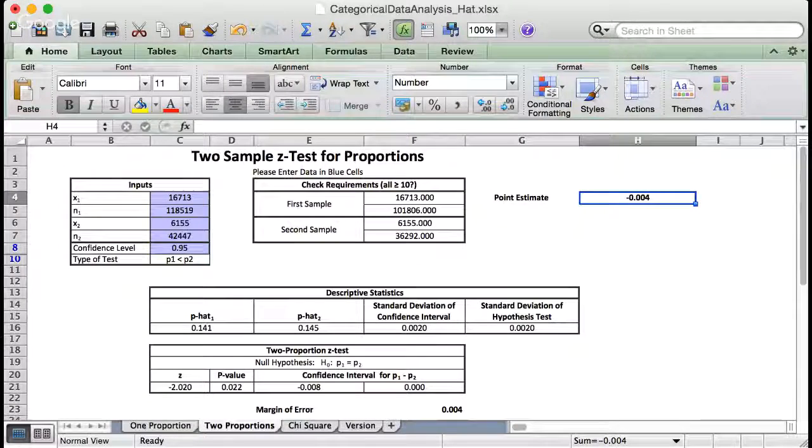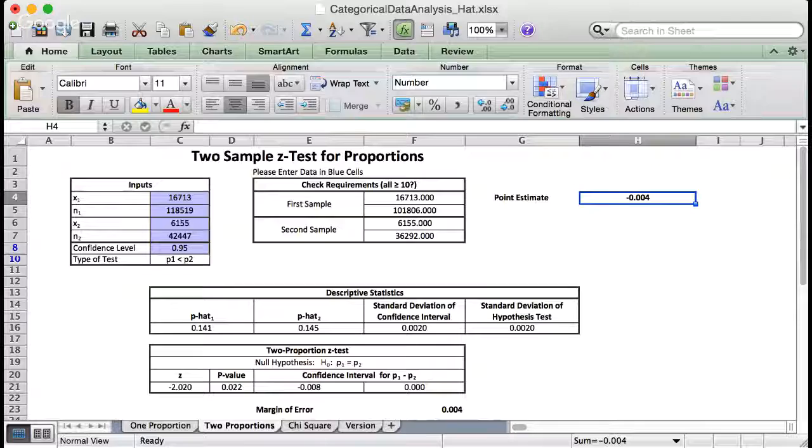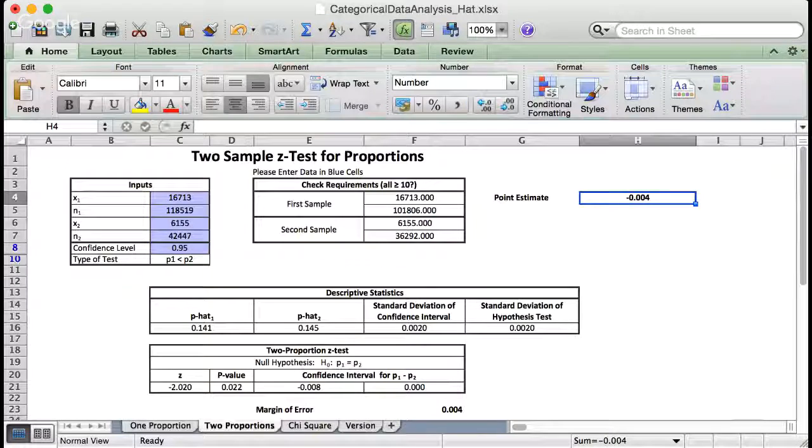Okay, so it's parentheses x1 divided by n1, minus. I'll put it back on so you can see it. Divided by, right? Yeah, the formula is n1.